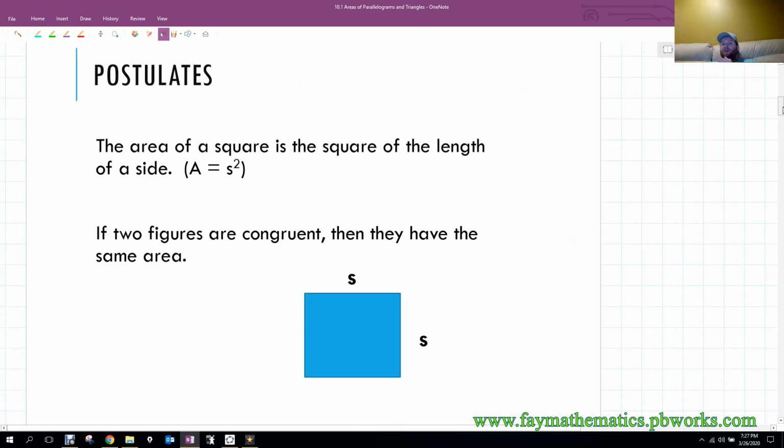First thing we'll start off with, we've got a postulate, and essentially a postulate is defining what area is for us, okay? So the area of a square is the square of the length of a side, okay? Basically saying you take the side and you square its amount, and that's going to give you the area, okay? Area is the square units, the two-dimensional surface that an object encompasses, okay?